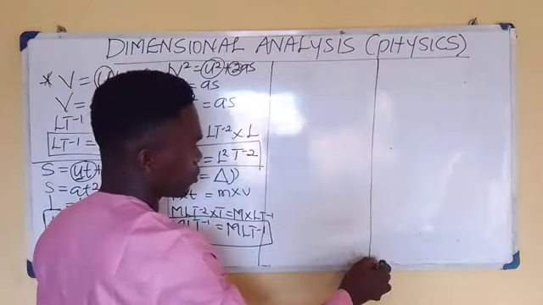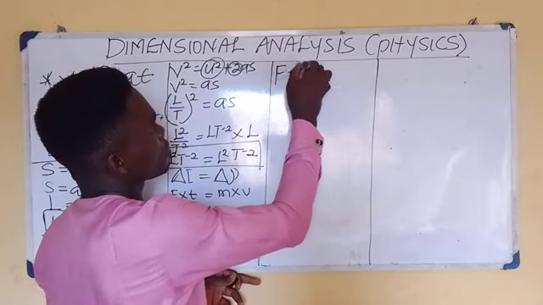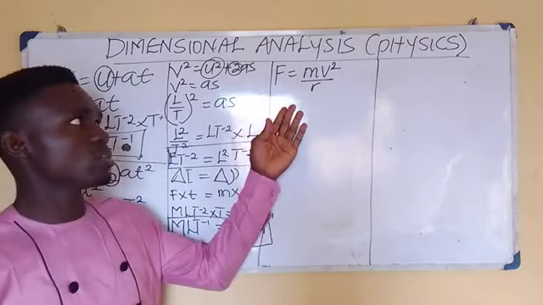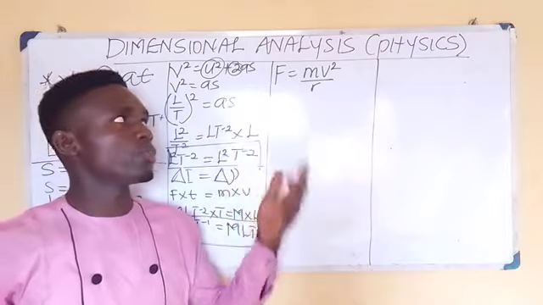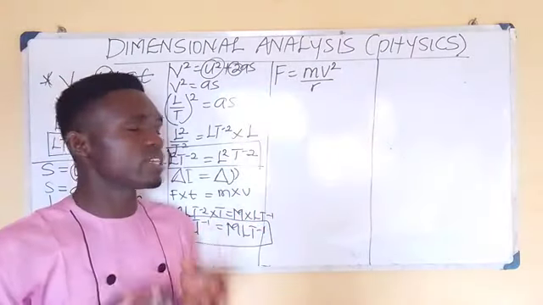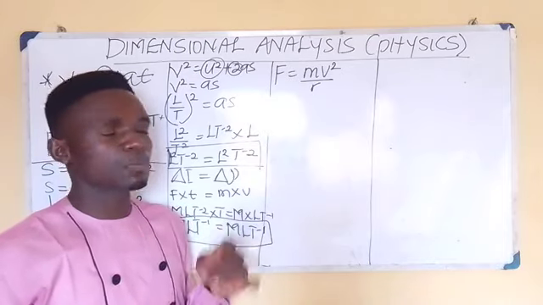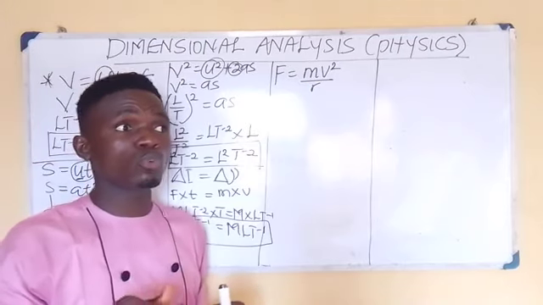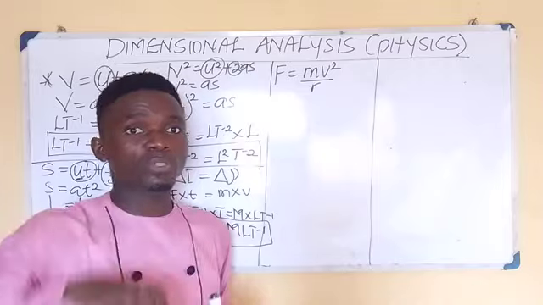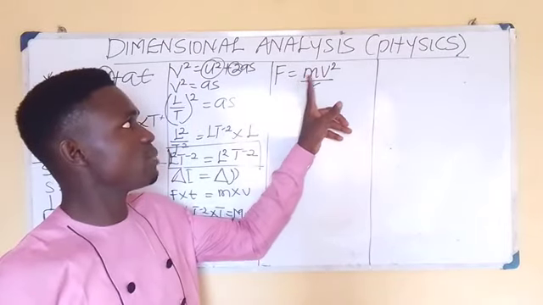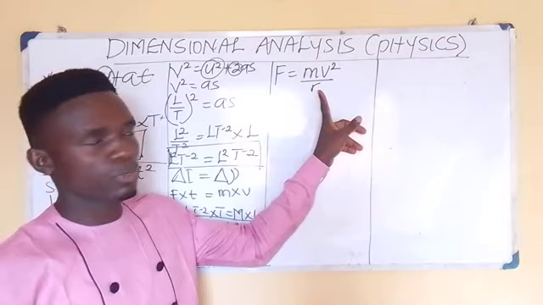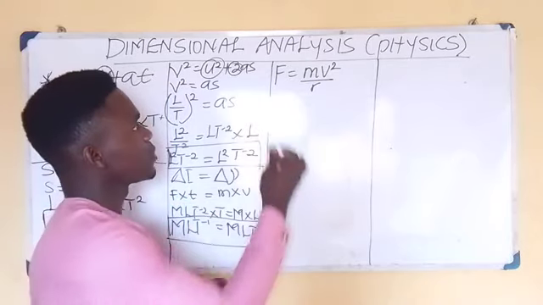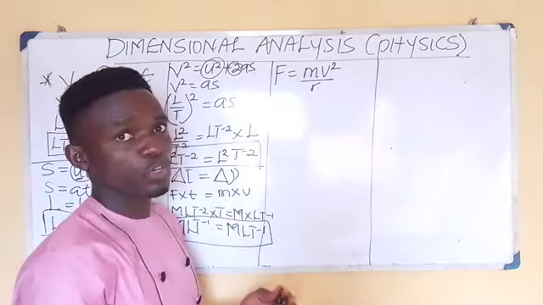Let's jump into others. I have F equals mv squared over R. When do you use this formula? When you are asked to calculate the centripetal force. Don't forget that centripetal force is the force required or needed to move an object in a circular path. F equals mv squared over R. R is the radius, V is the velocity, M is the mass, and F is the force. Okay? So first and foremost, I'll cross multiply.